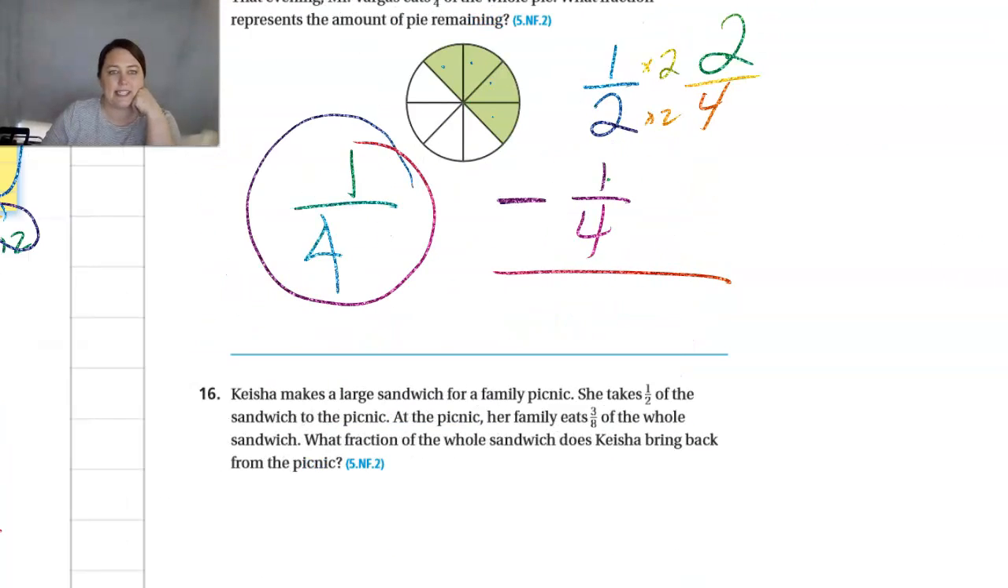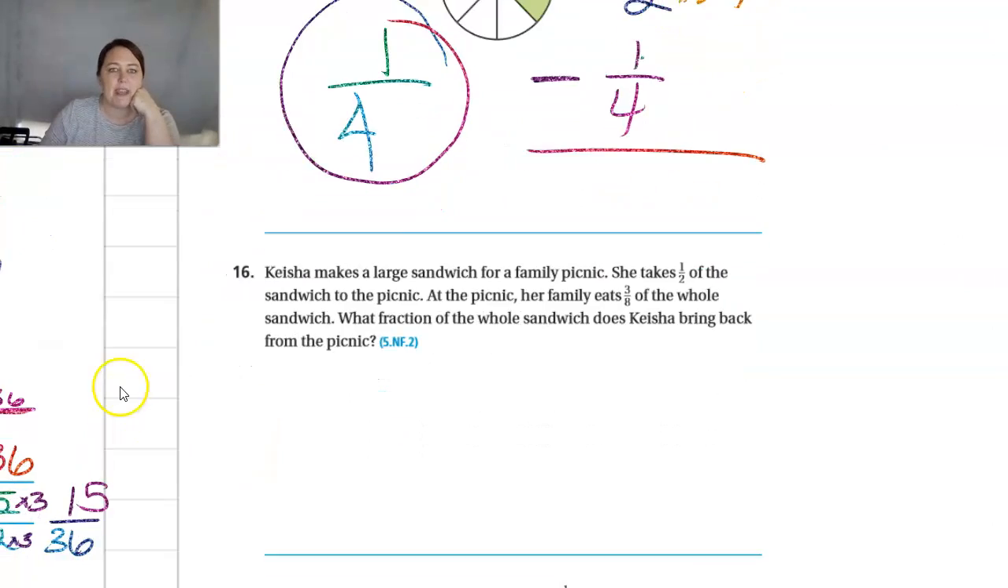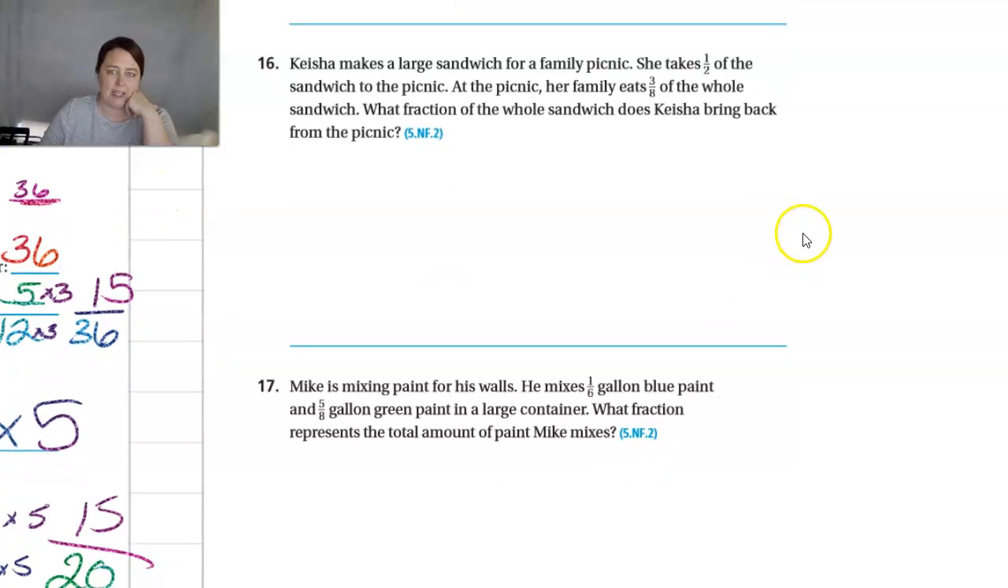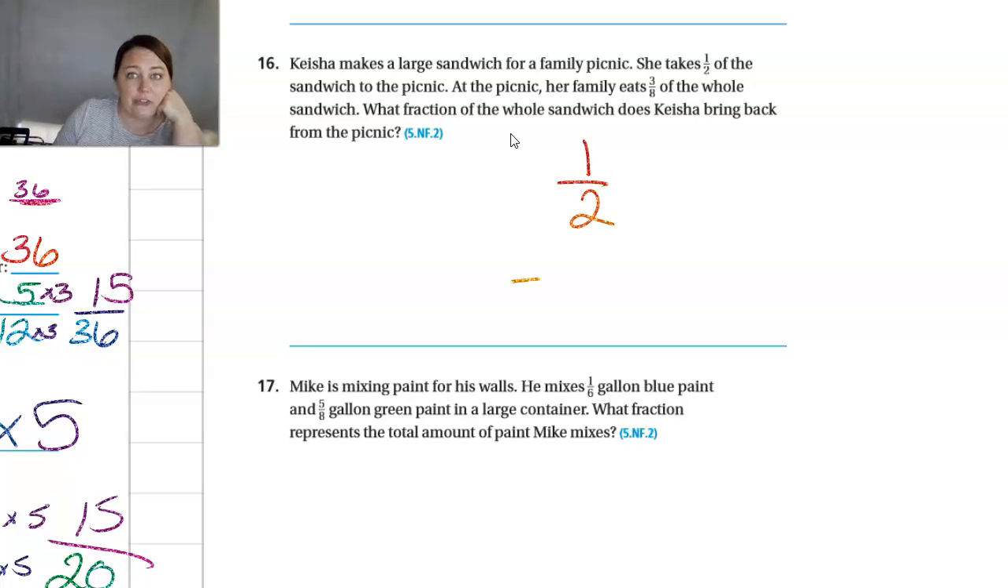All right, 16. Keisha makes a large sandwich for a picnic. She takes half of the sandwich to the picnic. At the picnic, her family eats 3/8 of the whole sandwich. See, it just sounds funny, but it has to do with the fact that they can't say 3/8 of the sandwich she brought to the picnic. So she takes half a sandwich to the picnic. Her family's taking away 3/8. That's what they want you to do.